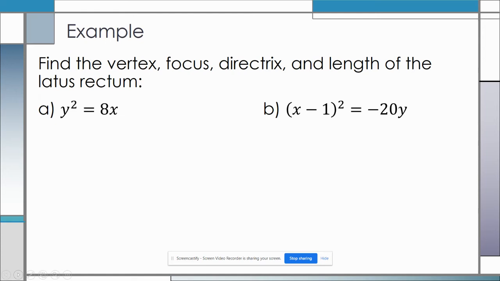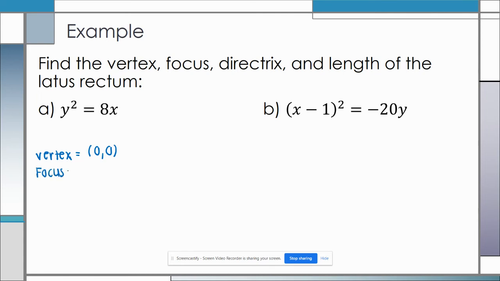So let's look at a couple of examples. Here I'm giving us equations, and I'm just asking for us to identify the following: the vertex, the focus, the directrix, and the length of the latus rectum. So the first thing we have to identify is the vertex. Now, in part A, notice that I don't see any numbers with the x or the y terms. There's nothing in parentheses, which tells us that we really were subtracting 0. So our vertex is at (0, 0). The next thing that we're going to want to identify is the focus.